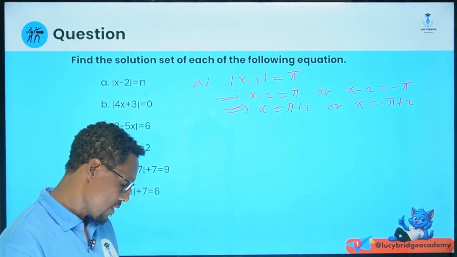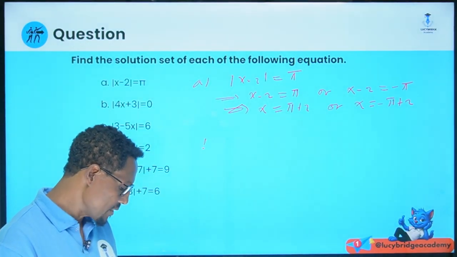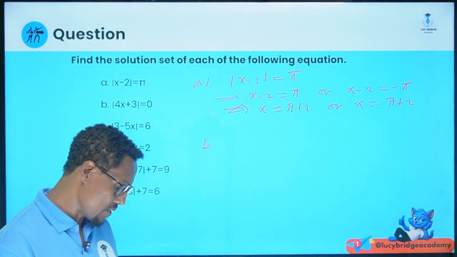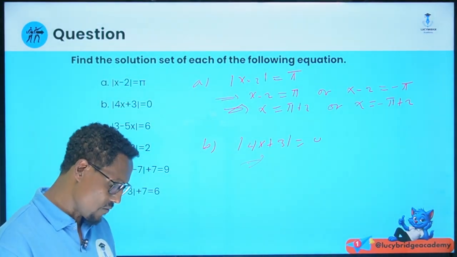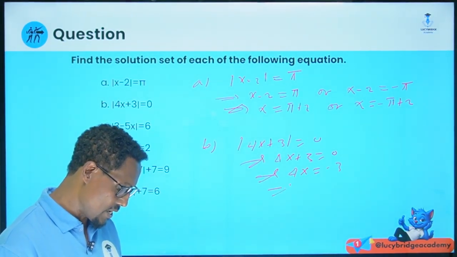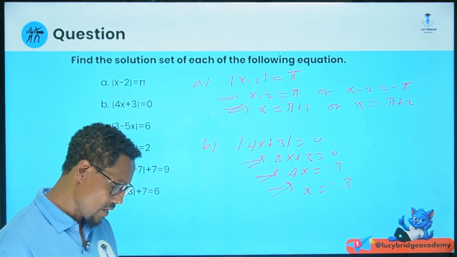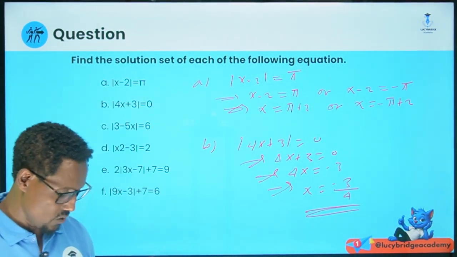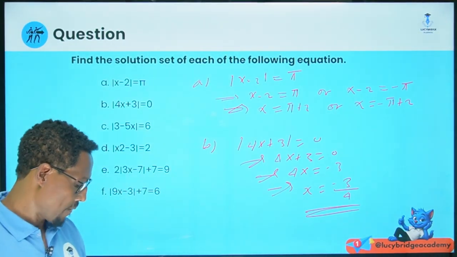Okay, now B. The absolute value of 4x plus 3 is equal to 0. Since it is 0, 4x plus 3 is equal to 0. Okay, this implies that 4x is equal to minus 3, and dividing both sides by 4, x is equal to minus 3 over 4. So the value of x is minus 3 over 4.